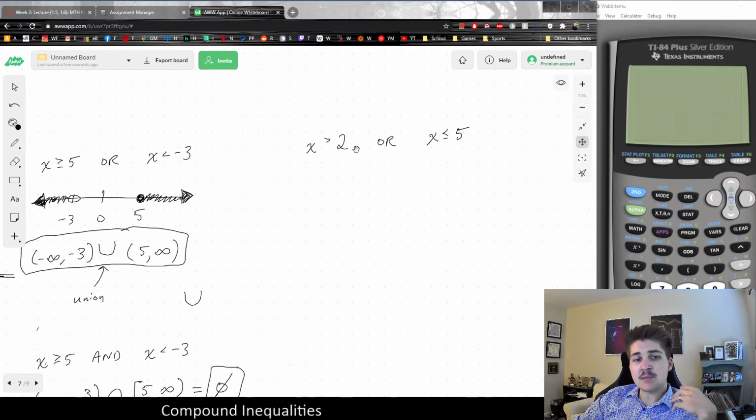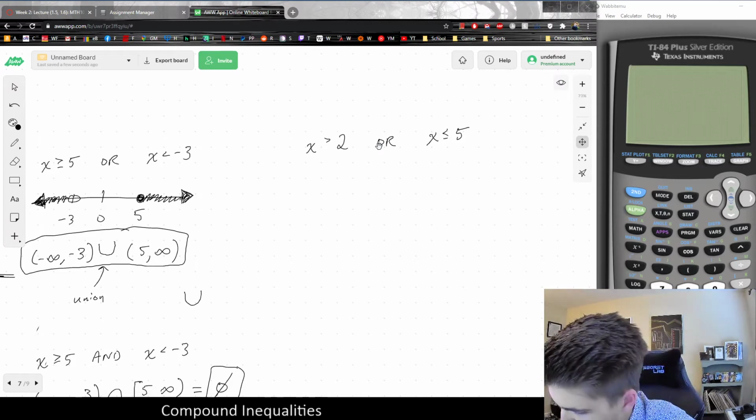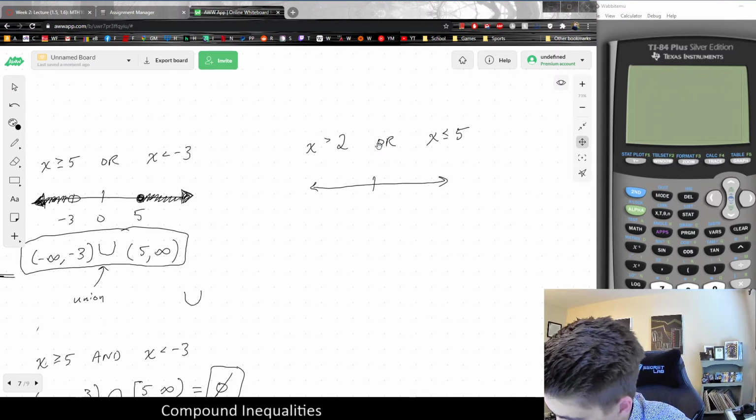So again, to begin, you could graph them separately. And as I said, when it's or, you could just graph them both on top of each other, because or is a joining operation. We're going to be taking the union of those two sets. So if I draw those on the same number line, I would have x is greater than 2, which means taking 2, open circle, shading to the right. And then I would take 5 as my other point, put a closed circle on it and shade to the left.